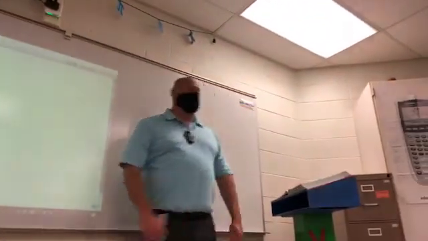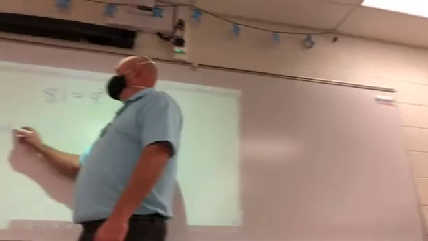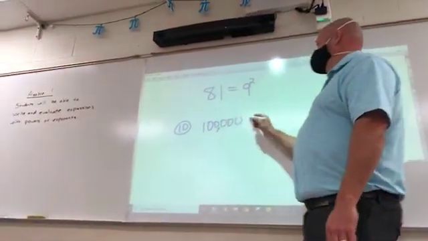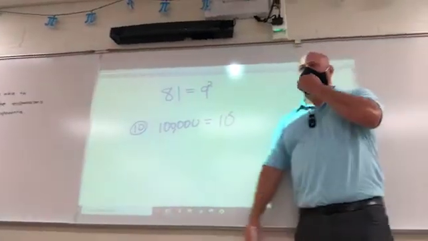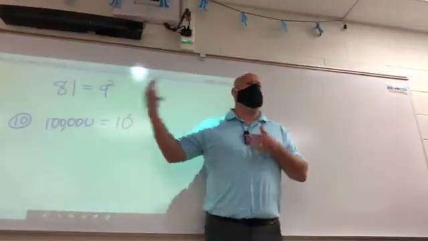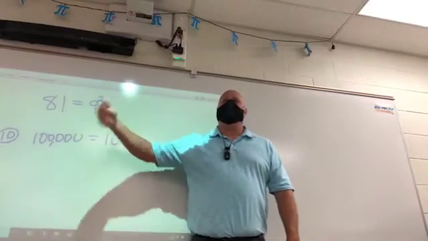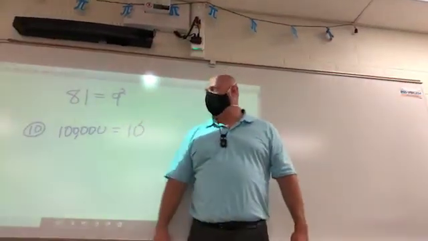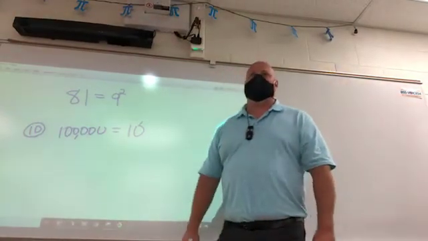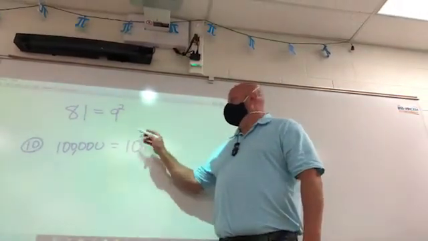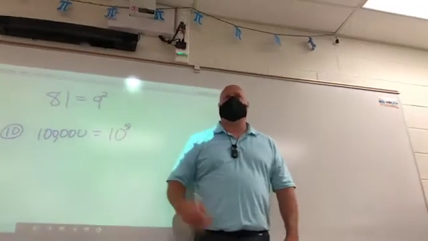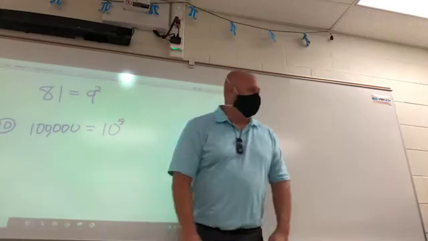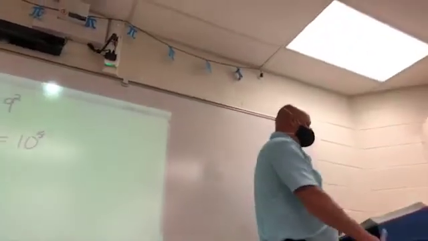Number 10 says 100,000 is the same as what base 10? 10 to what power? How many 10s would I need to multiply together to get to 100,000? How many zeros does that have? There you go. 10 to the 5th power is 10 times 10 times 10 times 10 times 10, which would be 100,000. Make sense? How about number 11?